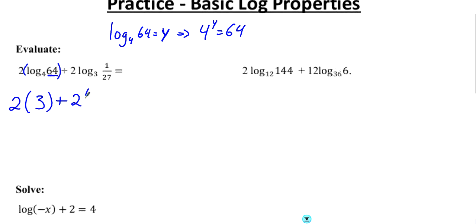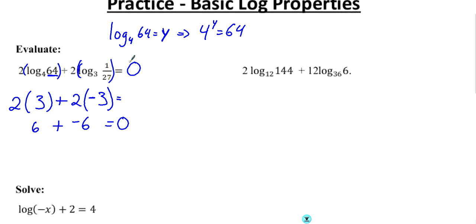The same thing with the second one. 3 to what power gives me 1 over 27? Well, 3 cubed gives me 27, and since it's 1 over 27, the reciprocal has been taken, so 3 to the negative 3 power is 1 over 27. So this whole thing is negative 3. So 2 times 3, which is 6, plus 2 times negative 3, which is negative 6, which means this is 0. So this is equal to 0.